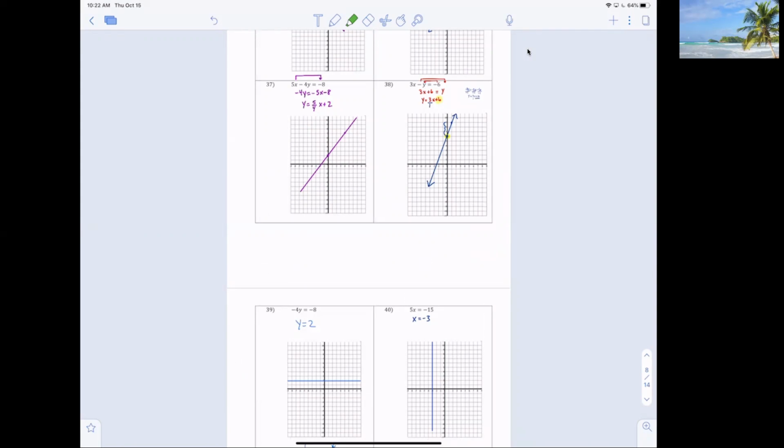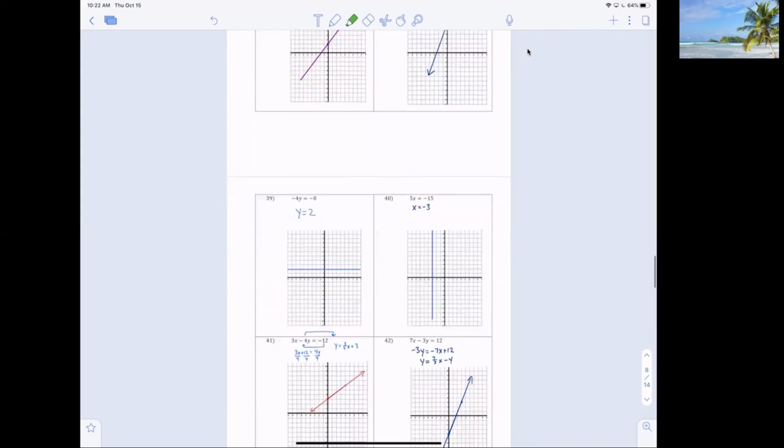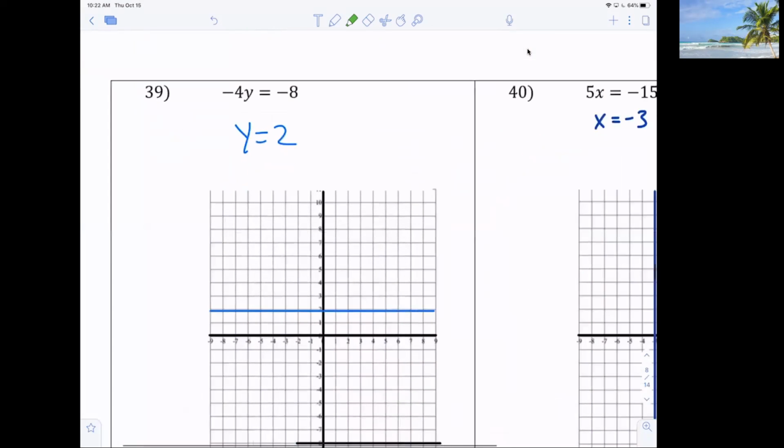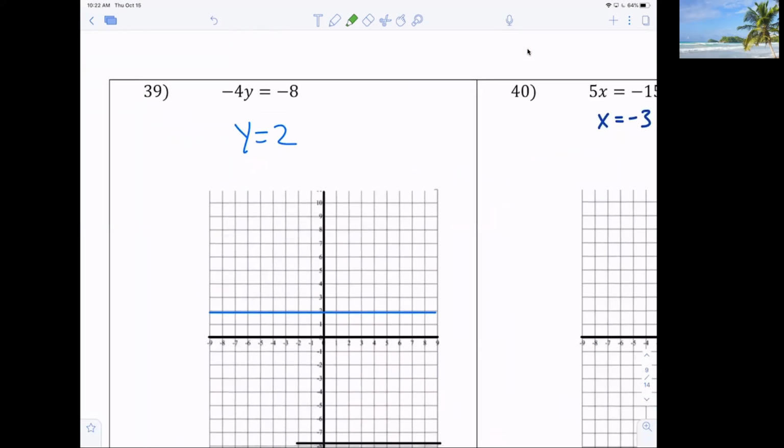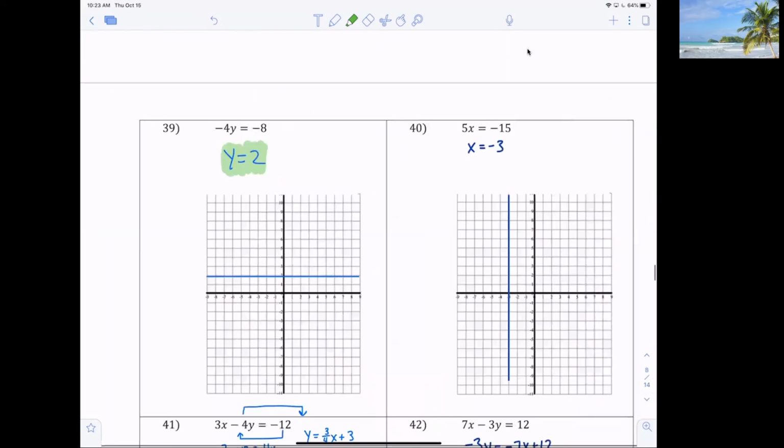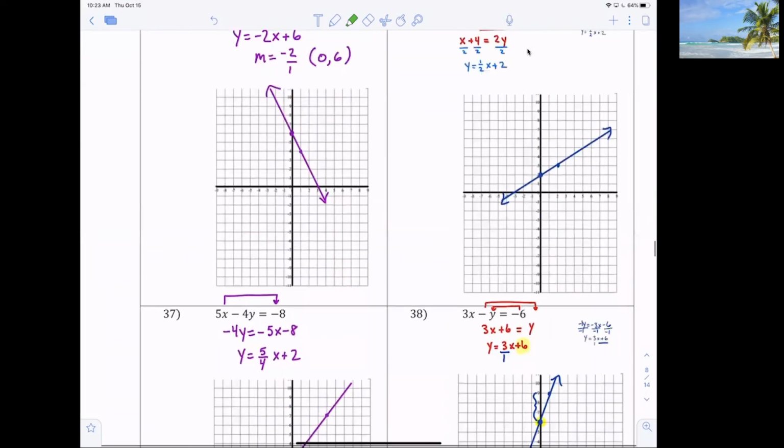Weber. 39. All right, let's take a look at 39. On 39, again, we had to divide both sides by what? -4, which created what? y equals -2, right? I'm sorry, +2. So that's just a horizontal line, graphing y equals 2. Good. All right, let's take a look at 27.